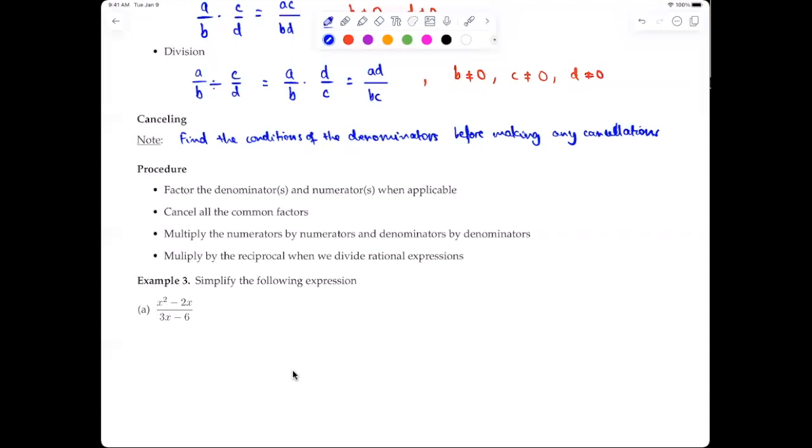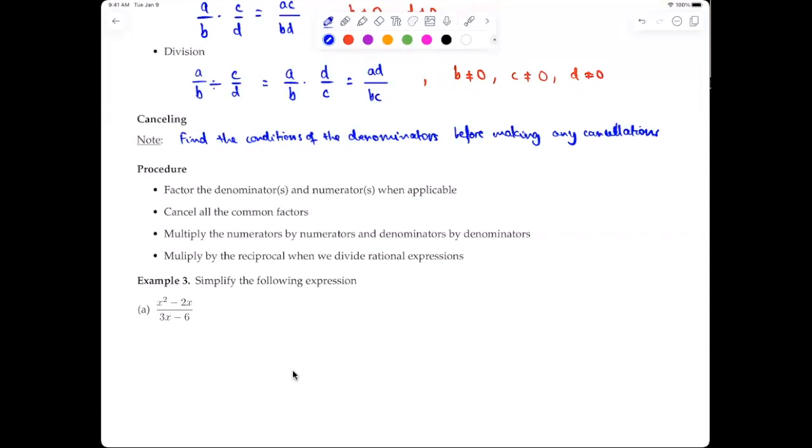So the first step, when you have the rational expressions, is to factor the numerator and the denominator when possible. Okay. Then cancel all the common factors. And then multiply the numerators together and denominators together. And if you have divisions of rational expressions, you multiply by the reciprocal. Okay. All right, so let's start with example 3 and see what happens.